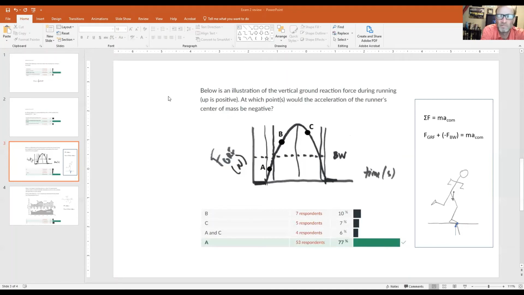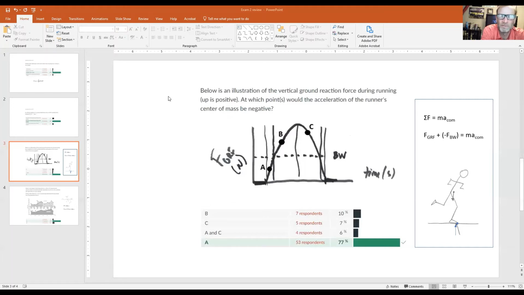All right, so now let's look at the figure. And it's always important when you see a chart to look at what's on the y-axis and what's on the x-axis. On the y-axis is ground reaction force in units of Newtons. And on the x-axis is time in seconds. And you've got the fairly standard ground reaction force.